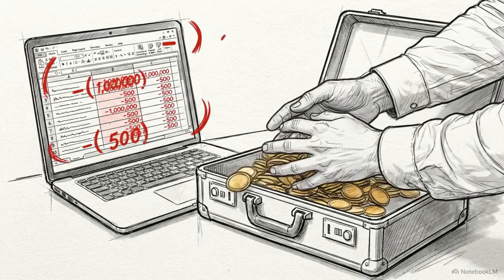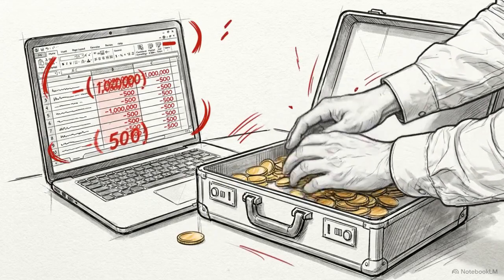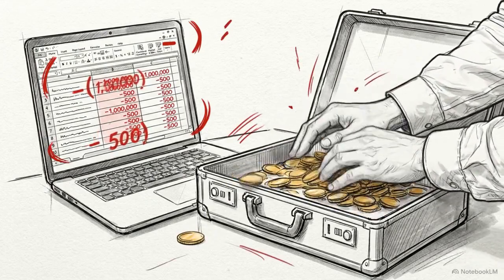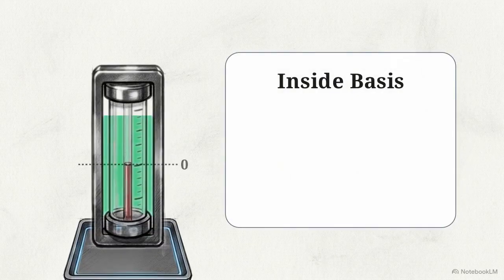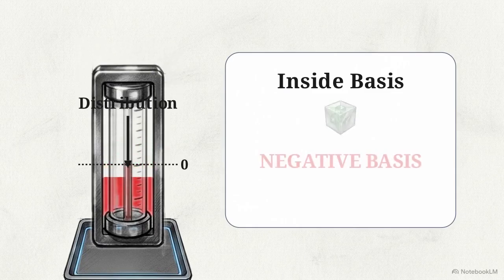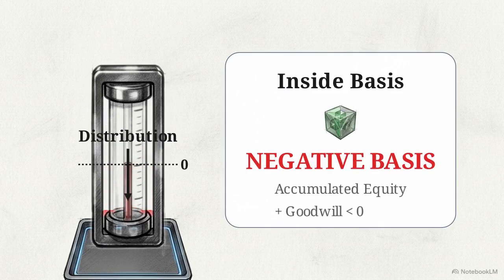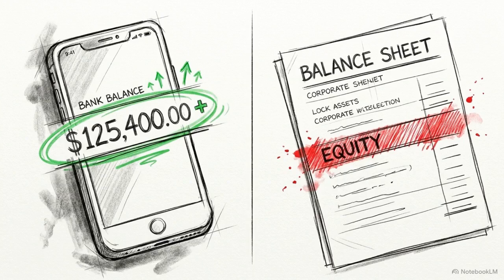Business owners feel secure because they only monitor the cash ledger. They see the money and assume it's theirs to take. This is the cash trap. When the operator draws a large cash distribution based on that bank balance, the inside basis plunges below zero. The company's accumulated equity and goodwill are now mathematically negated. The bank account measures liquid survival. The inside basis measures structural solvency. Confusing the two inadvertently destroys the corporate structure.